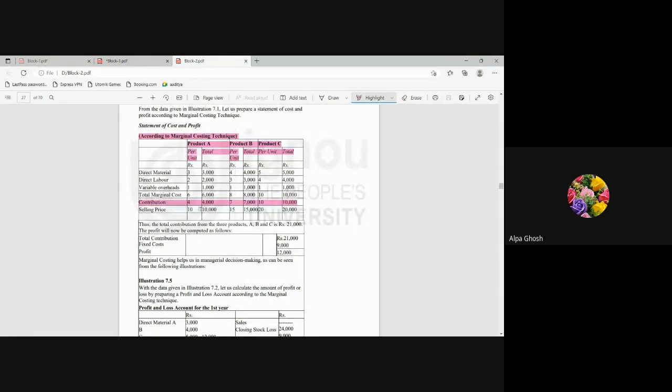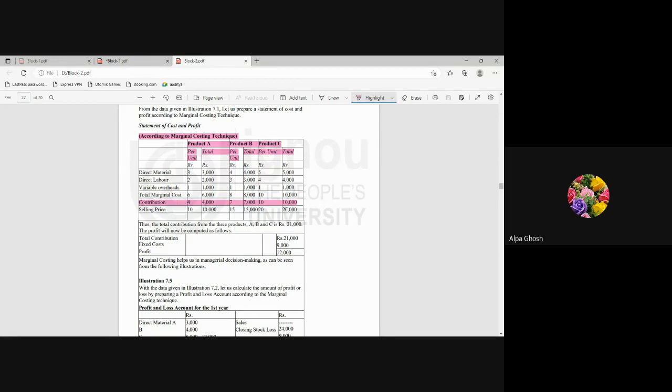So difference means it is the contribution. How do you get this? 10,000 was your sales and total marginal cost is 6,000. So when you subtract 6,000 from 10,000, 4,000 is your contribution. The next one, 15,000 minus 8,000, 7,000 is your contribution, and 20,000 minus 10,000, 10,000 is your contribution. If you want to know the total contribution of all these three products, then we need to add 4,000 plus 7,000 plus 10,000. So the total contribution from the three products is 21,000, and the profit you can find like this.